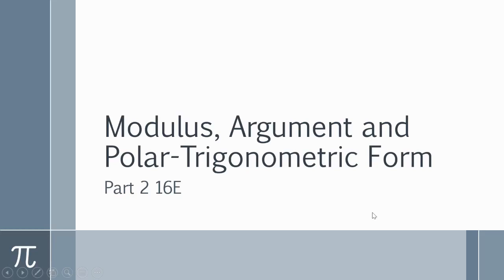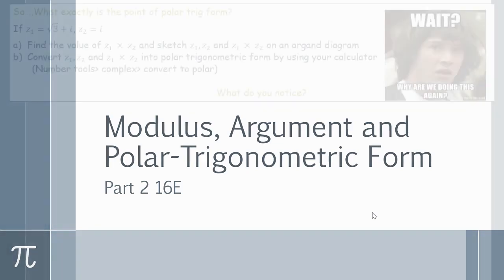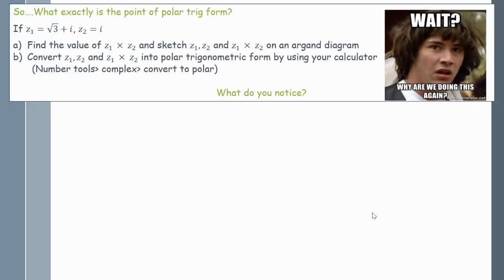But today we're going to look at complex numbers again, and we're going to look at polar trigonometric form and what happens when we multiply complex numbers in this form. So you may be wondering, what exactly is the point of polar trig form? And we're going to investigate this question by doing a couple of examples.